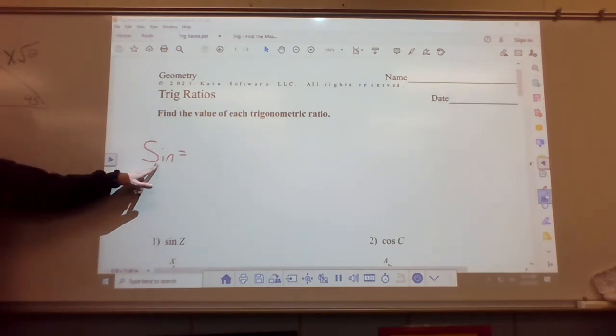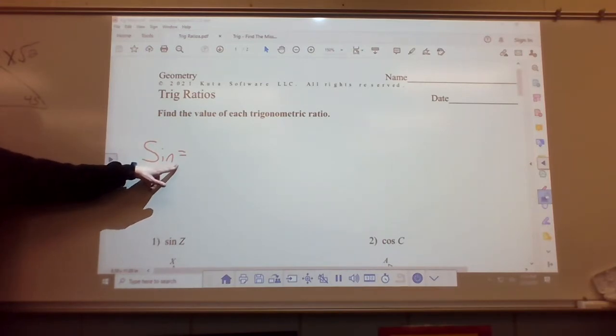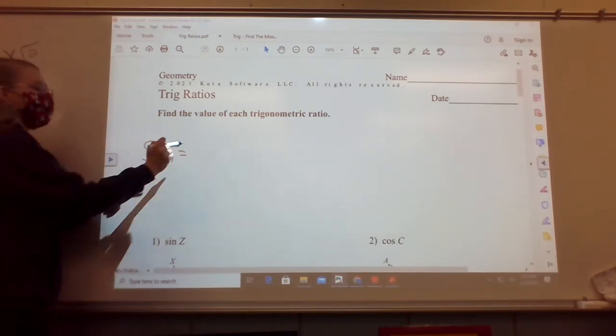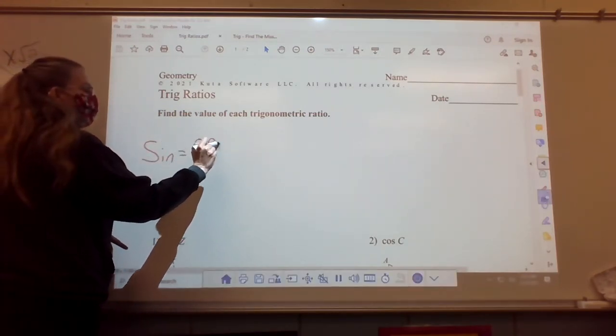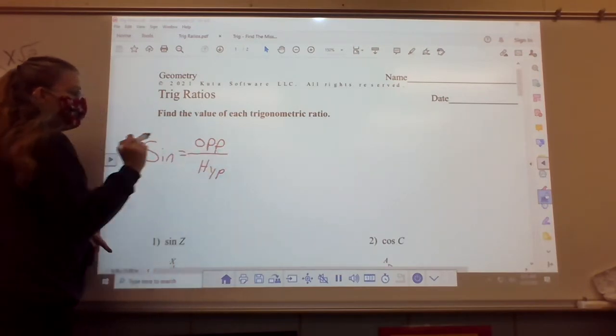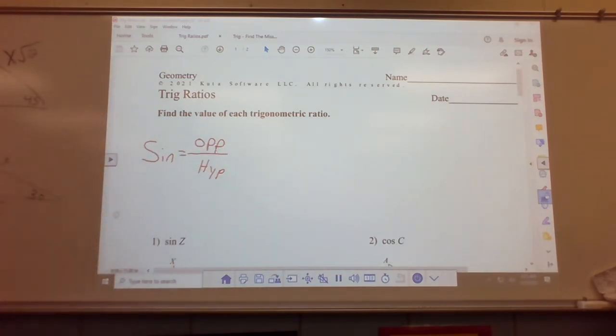So, sine. Now, I know this looks like sin. The actual full thing has an E, which makes it sine, but everybody just goes with S-I-N for sine, is opposite over hypotenuse. So that's the sine. These trig relationships say the relationship between two sides of a right triangle. So that's sine.